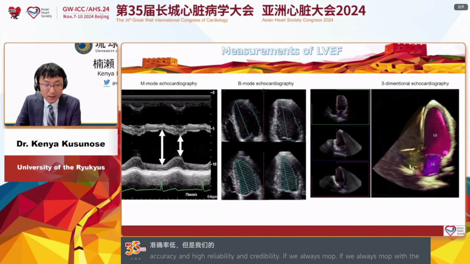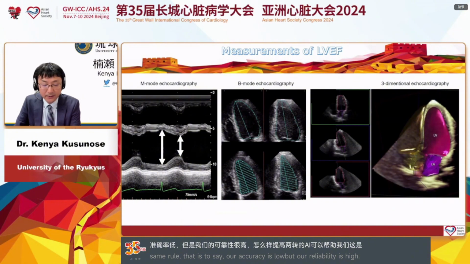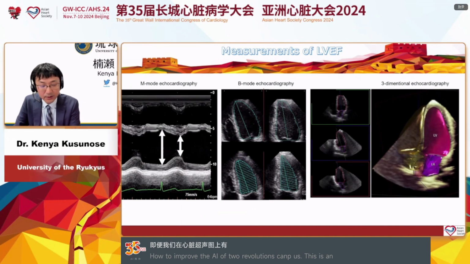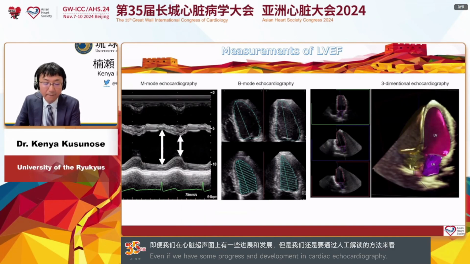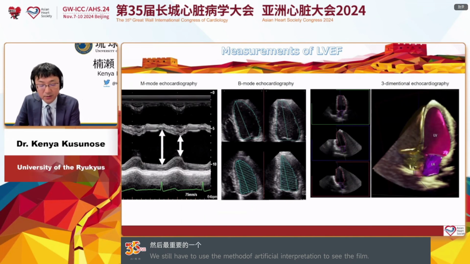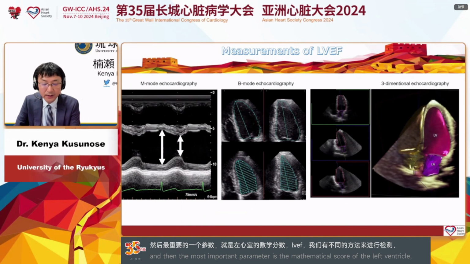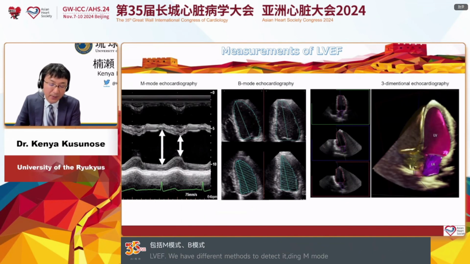As an example, I would like to talk about LVEF. Despite the recent advances in echocardiography, left ventricular ejection fraction is still the most important index of systolic function in daily practice. Several methods, including M-mode, B-mode, and three-dimensional echocardiography, have been proposed to measure LVEF. However, LVEF calculated by these methods has poor inter-observer reproducibility, depending on the observer's skill.